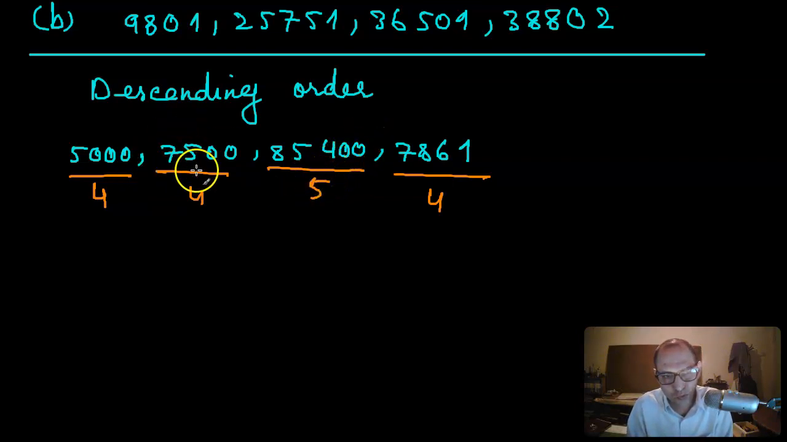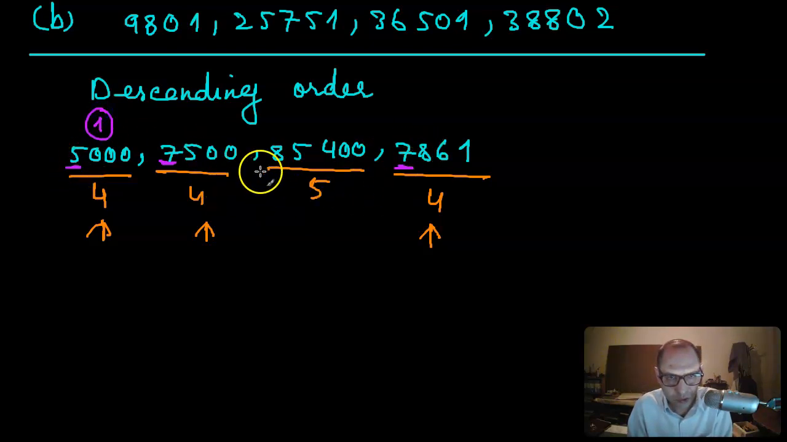So among these numbers, which one is the smallest one? The smallest one would be, if I go with the largest place value in these numbers and compare, I have a 5, 7, and 7, right? So that means that this number is smaller than any of these two numbers. So I'm going to write this as the smallest number, right?